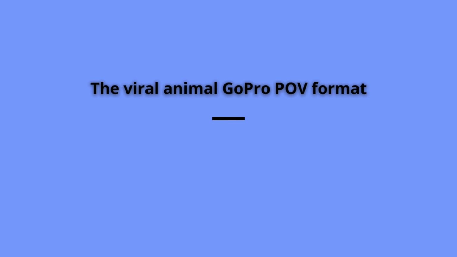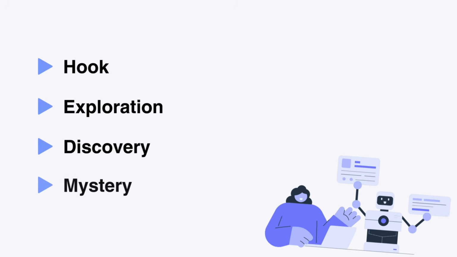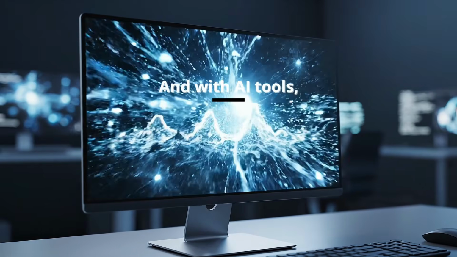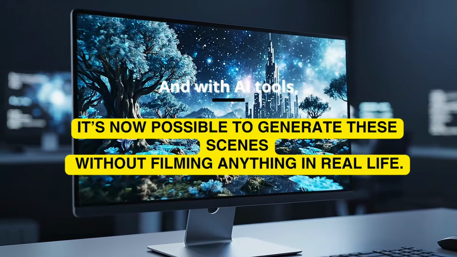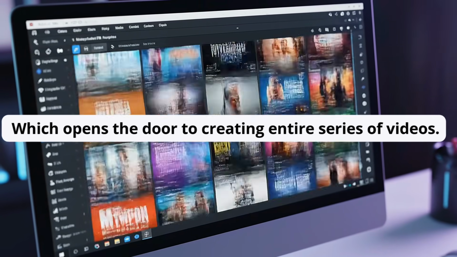So to recap, the viral Animal GoPro POV format follows a simple structure: hook, exploration, discovery, mystery. And with AI tools, it's now possible to generate these scenes without filming anything in real life, which opens the door to creating entire series of videos.